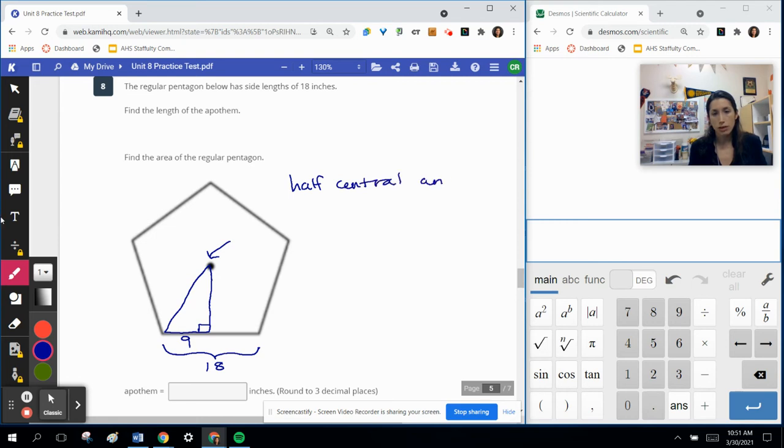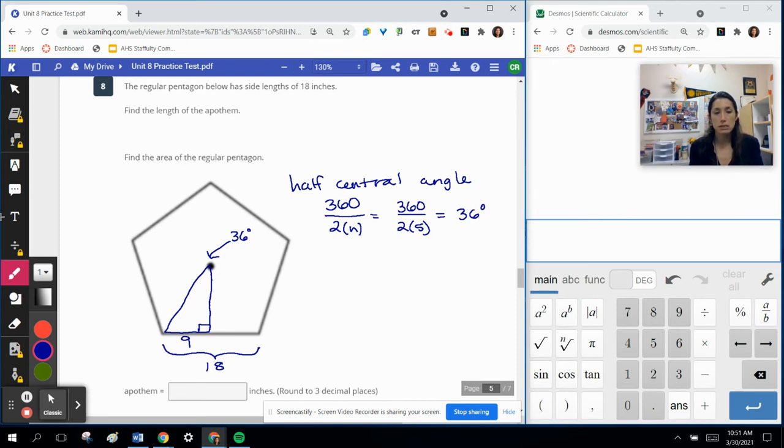And a half central angle is calculated by taking 360, which is a full rotation, and dividing it by twice the number of sides that you have. So in this case, it'd be 360 divided by 2 times 5, 360 divided by 10 essentially, and that's going to be 36 degrees.